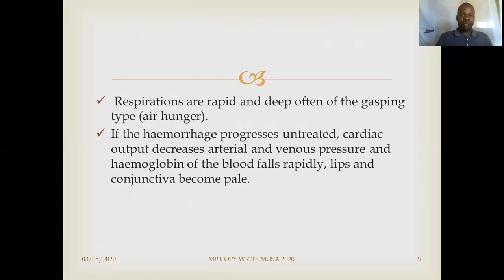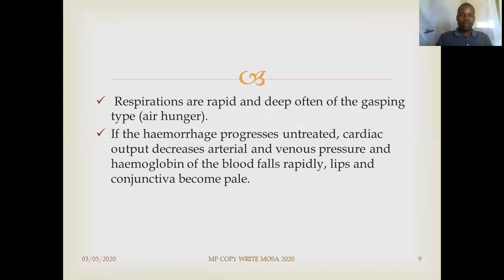Giving type. In other words, call it air hunger. Someone is breathing like fighting for air. If the hemorrhage progresses and is not treated, cardiac output decreases, arterial and venous pressure falls rapidly, and the conjunctiva becomes clear.